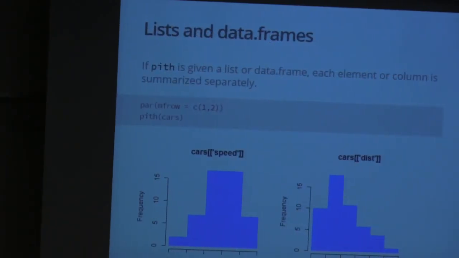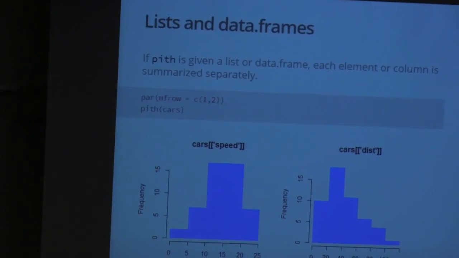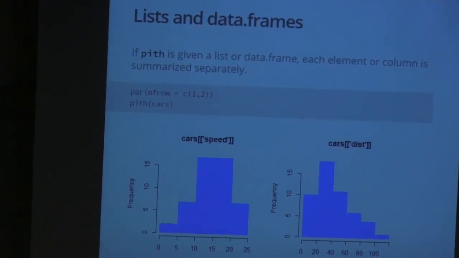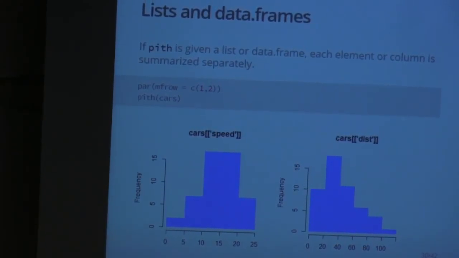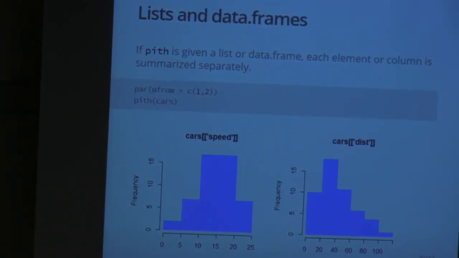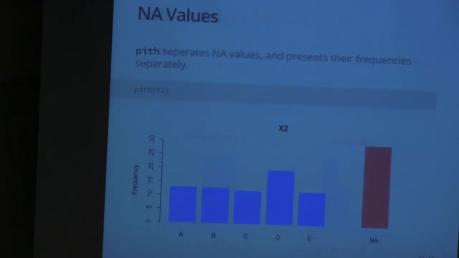That's what it's for. If you give it a list or a data frame, it's going to go element by element, column by column, and plot every single one of those elements of your list or data frame. So in this case, I give it the cars, and I get speed and distance. And remember those two kind of ugly vectors I had from before? The one that was x2 is the factor vector with a bunch of missing things. This is what I get if I feed it into Pyth.